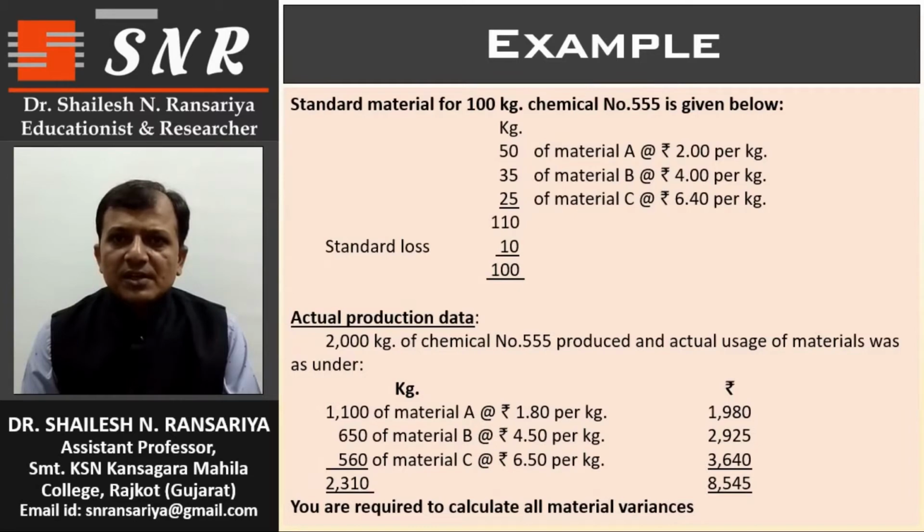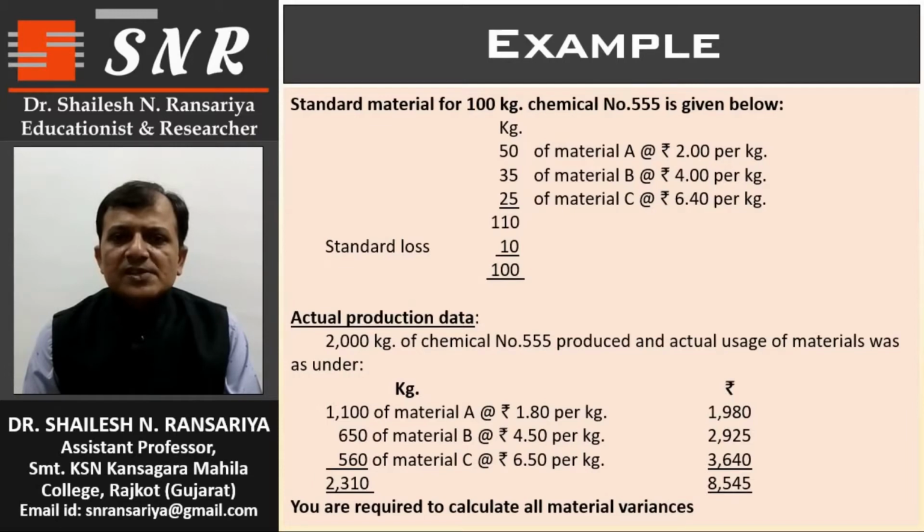1100 of material A at rupees 1.8 per kilogram, total 1980. 650 of material B at rupees 4.5, total 2925, and 560 of material C at rupees 6.5 per kilogram, total 3640. Total kilograms 2310, total actual cost 8545. You are required to calculate all material variances.